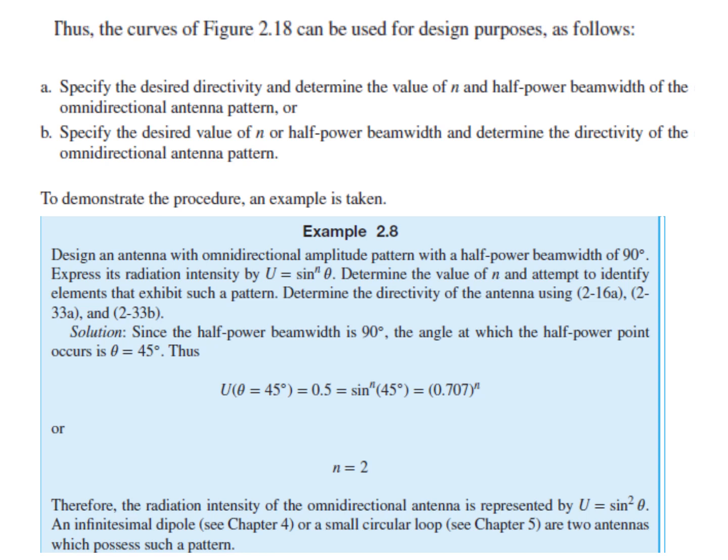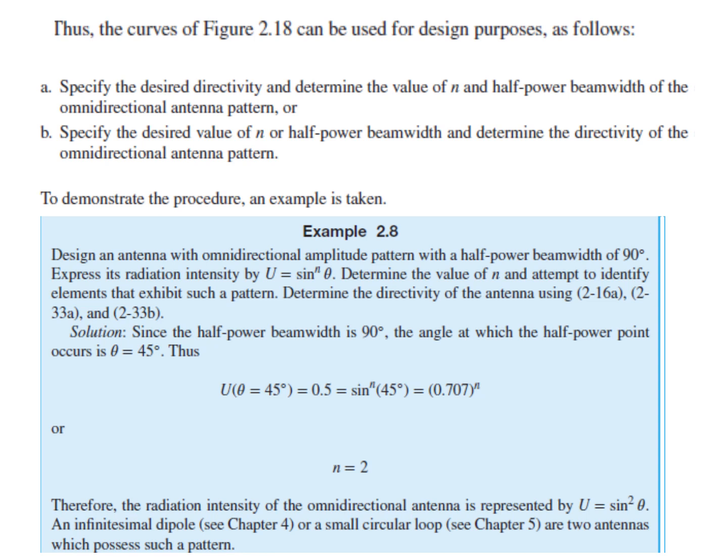Express its radiation intensity by U equal to sine to the power n theta. Since this is an omnidirectional pattern, it will be a sine pattern. However, n is unknown here. Determine the value of n and attempt to identify the element that exhibits such a pattern. It means determine the value of n and also find which type of antenna it is. Also determine the directivity of the antenna using the exact method and the approximate methods of McDonald and Pozar.